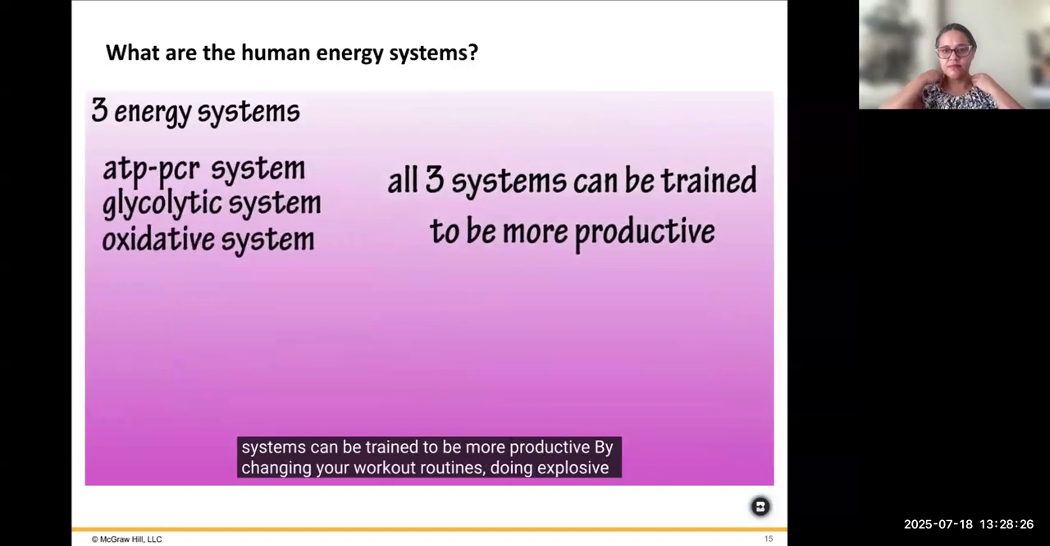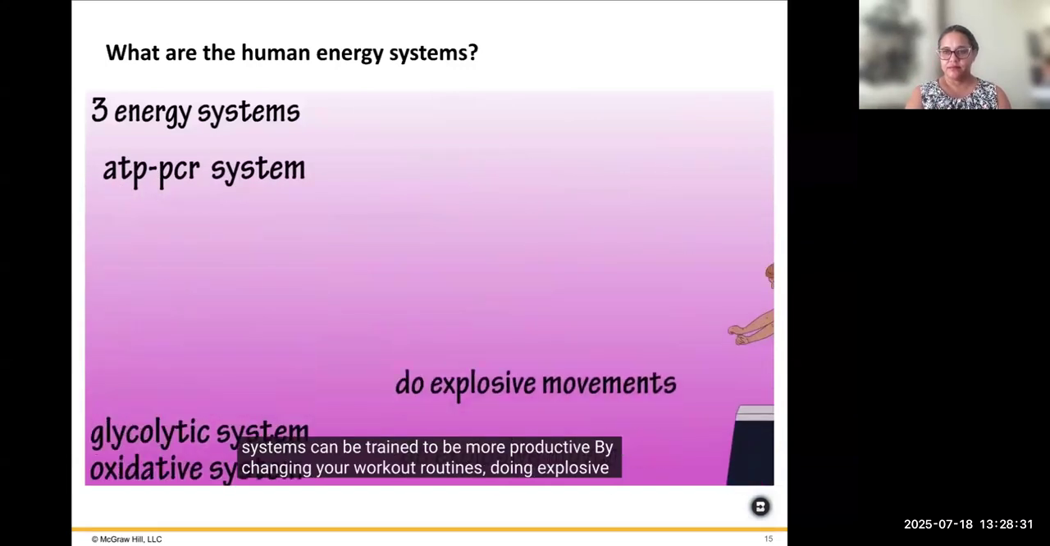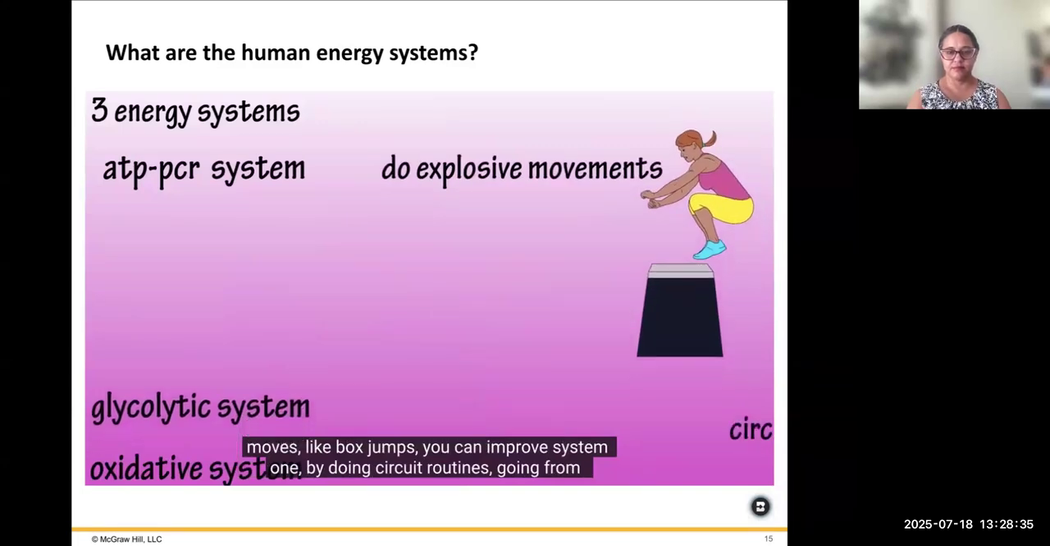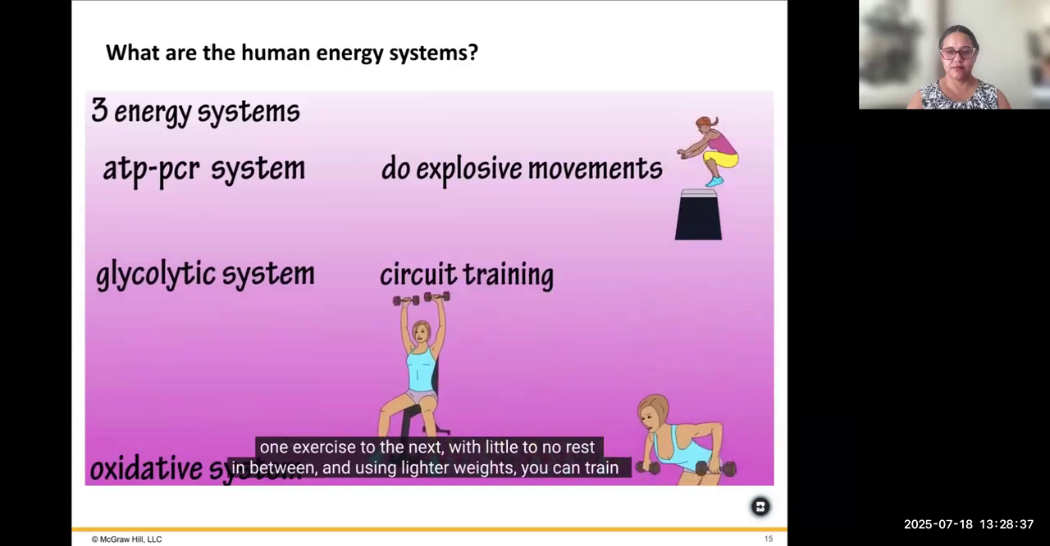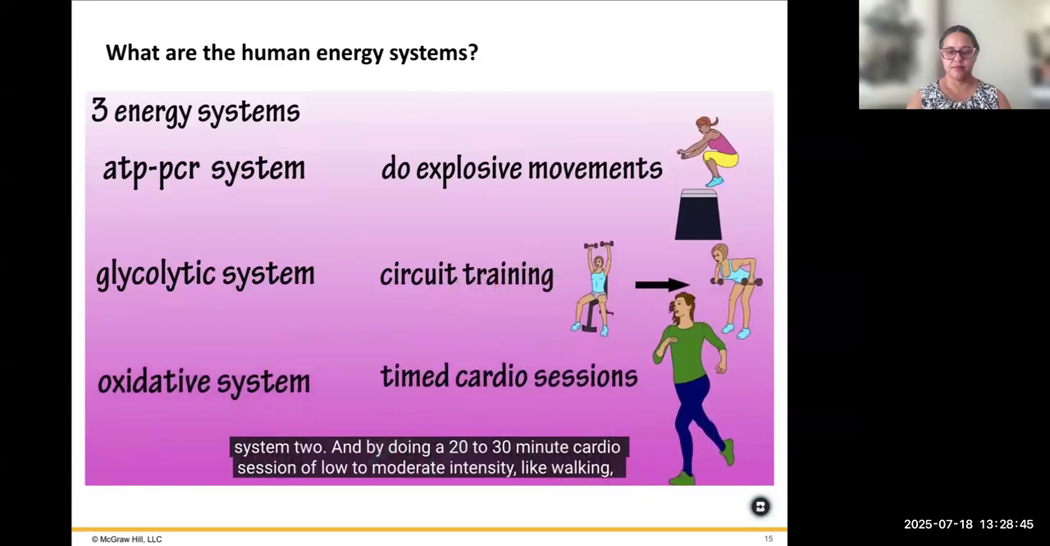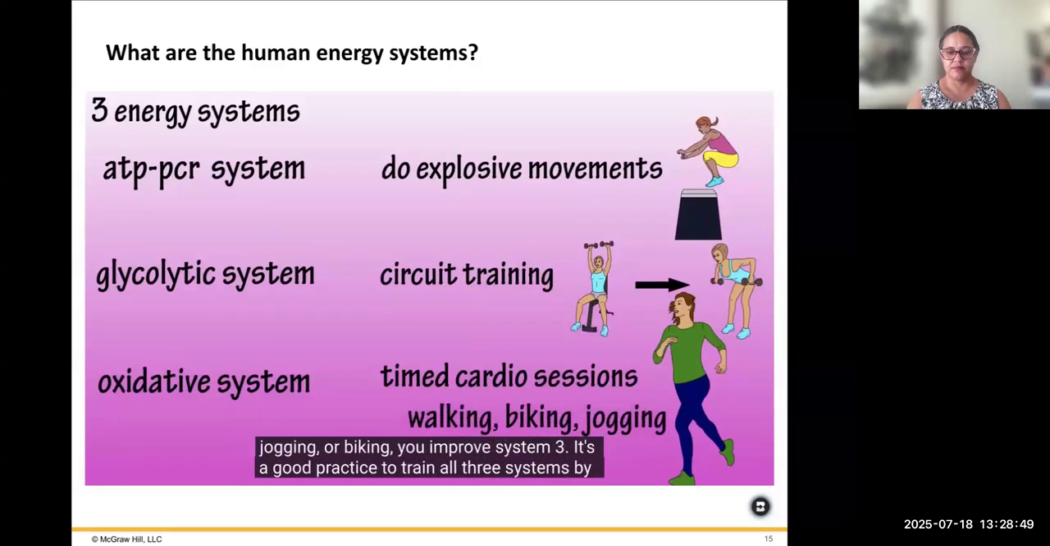Each of these systems can be trained to be more productive. By changing your workout routines, doing explosive moves like box jumps, you can improve system 1. By doing circuit routines, going from one exercise to the next, with little to no rest in between and using lighter weights, you can train system 2. And by doing a 20 to 30 minute cardio session of low to moderate intensity, like walking, jogging, or biking, you can improve system 3.